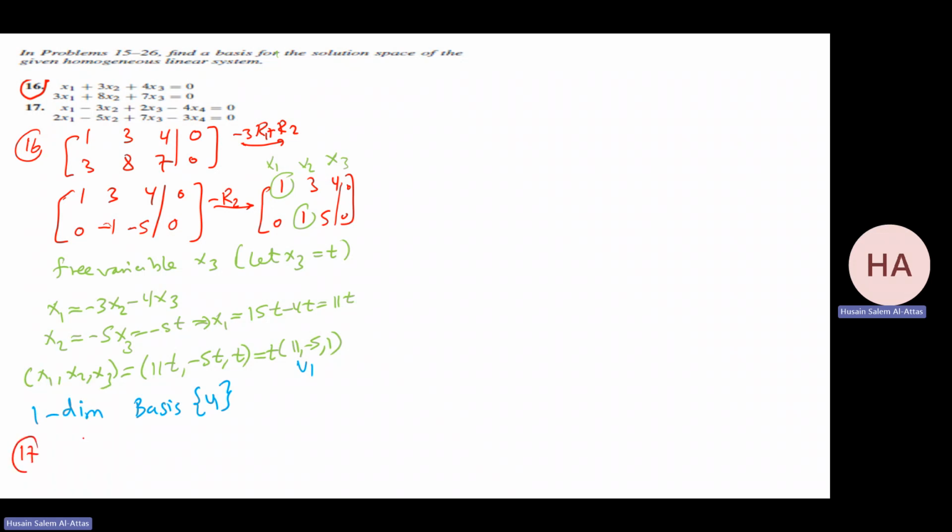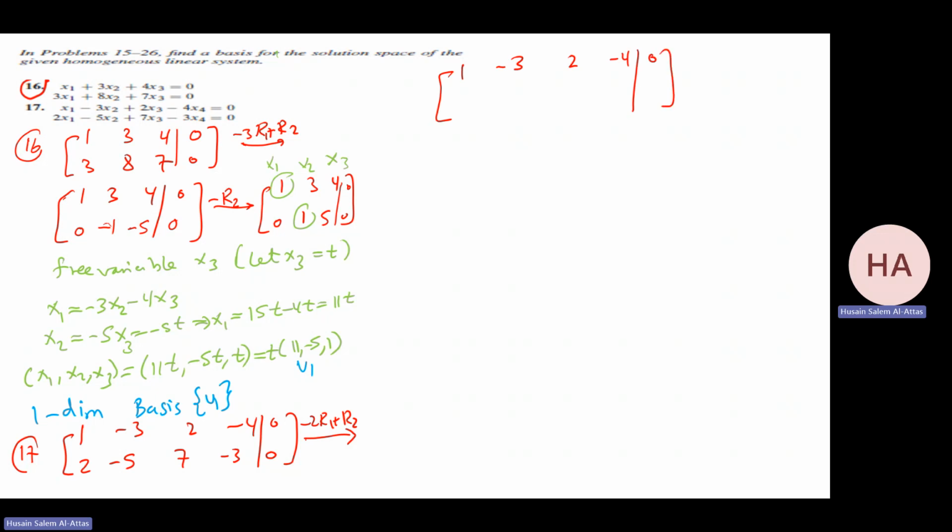17. I have this one, the matrix 1, minus 3, 2, minus 4, 0. Be careful. And this is 2, minus 5, 7, minus 3, 0. What I will do, I will multiply the first row by minus 2 and add it to the second row. Let me see what will happen. I have 1, minus 3, 2, minus 4, 0. Inshallah, there is no mistake. Yeah, 1, minus 3, 2, minus 4. This is 2, minus 5, 7, minus 3.